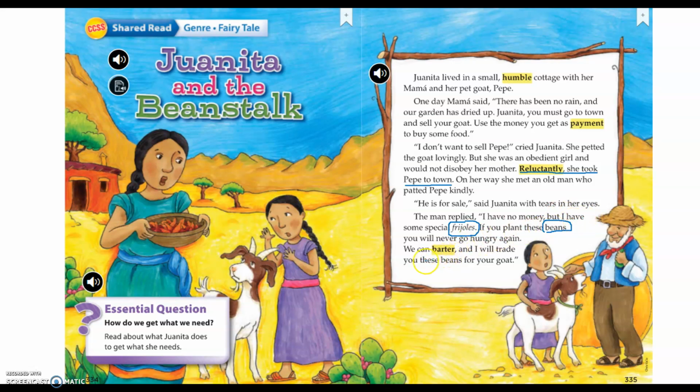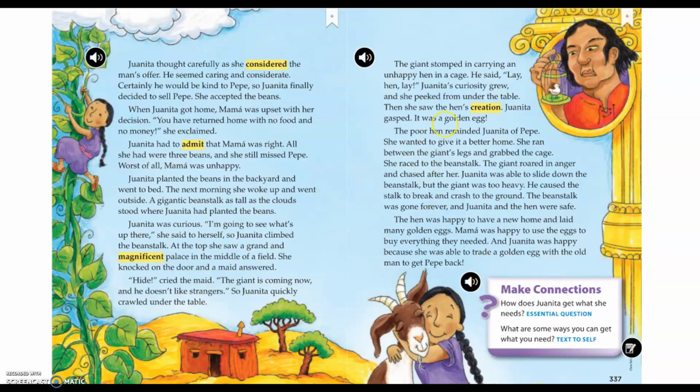"We can barter, and I will trade you these beans for your goat." Juanita thought carefully as she considered the man's offer. He seemed caring and considerate. Certainly, he would be kind to Pepe, so Juanita finally decided to sell Pepe. She accepted the beans.